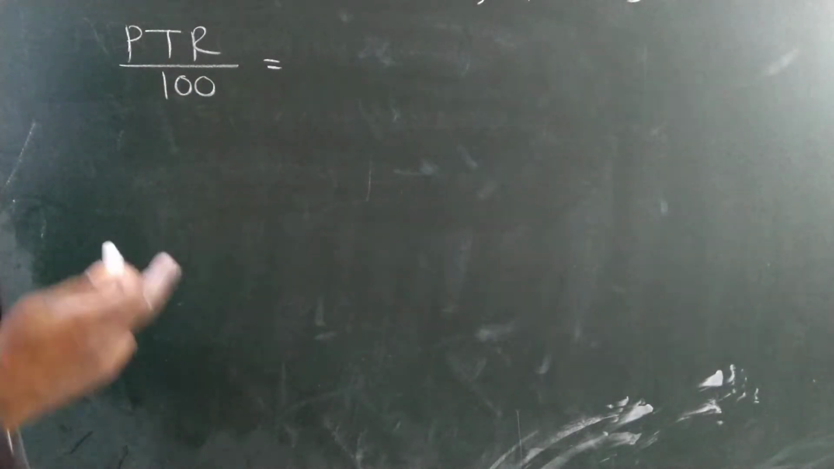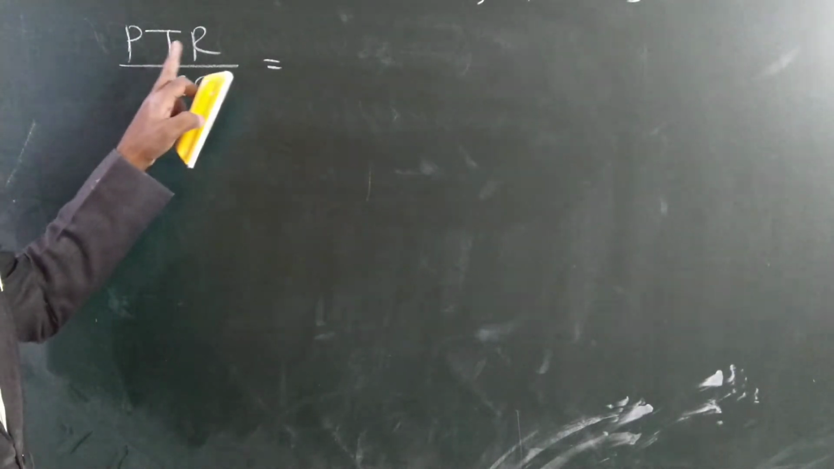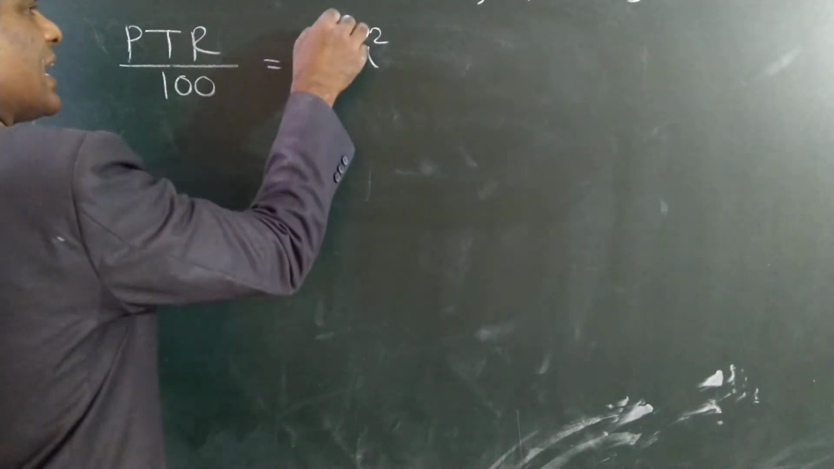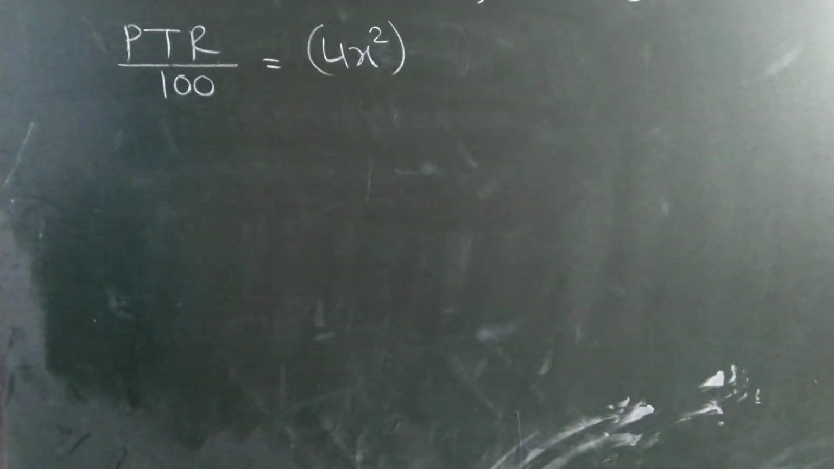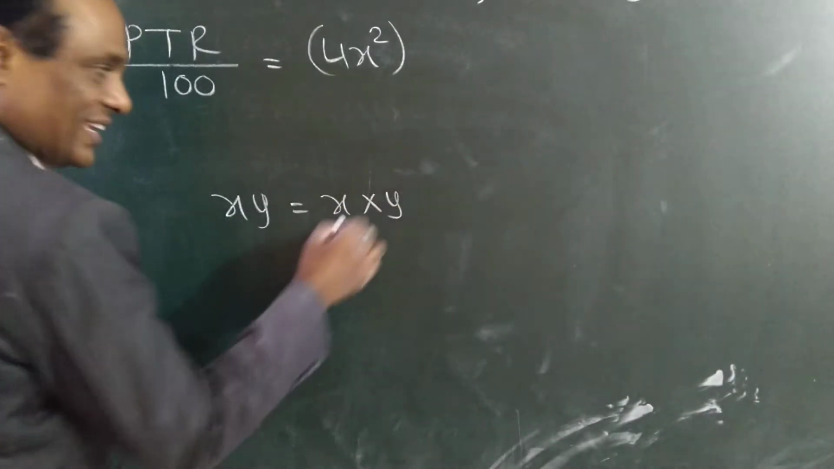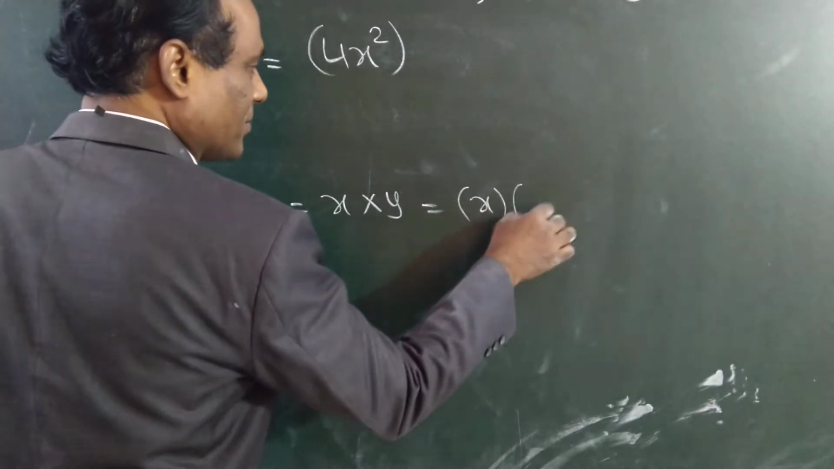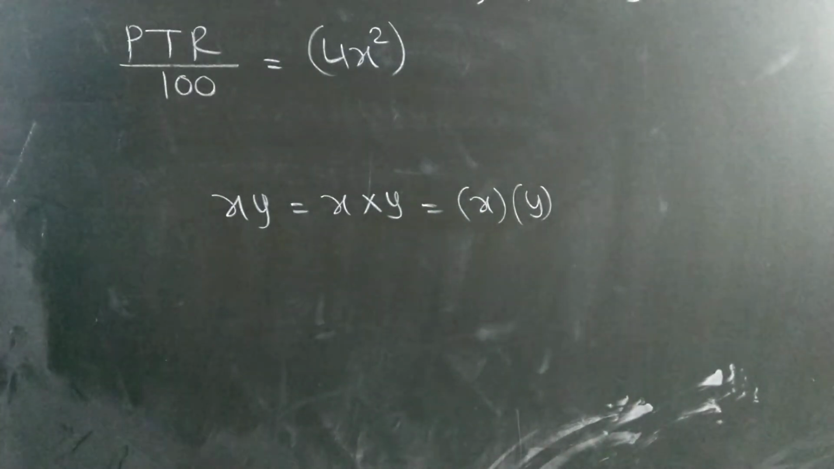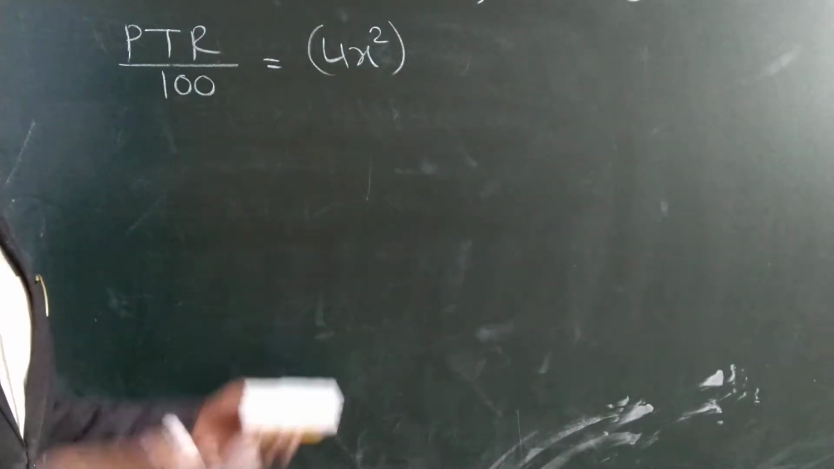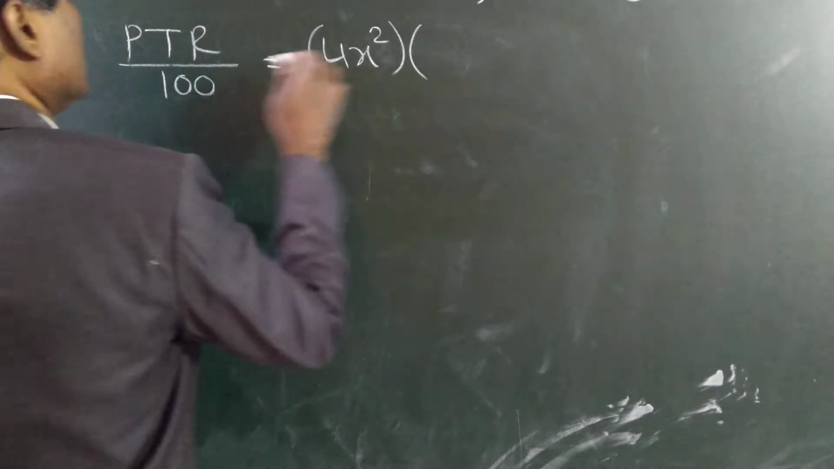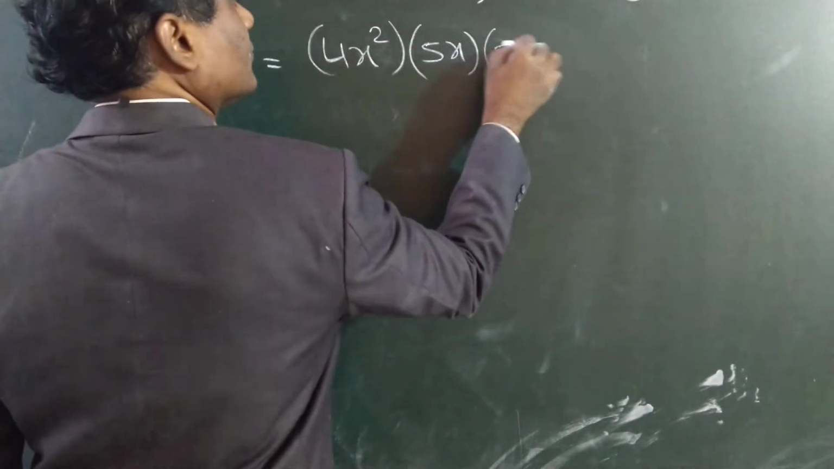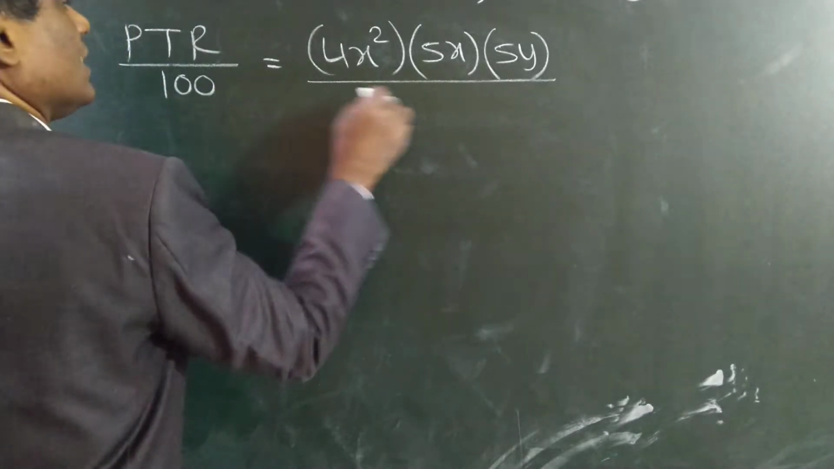PTR means P into T into R. What is P value? 4x square into. We can write into or we can write brackets. Into is multiplication. See, XY we can write x into y, or we can write like this in separate brackets. All are equal. I will write in brackets. Next anyway I will open the brackets. See, P is 4x square, T is 5x, R is 5y. 100 is 100 only.